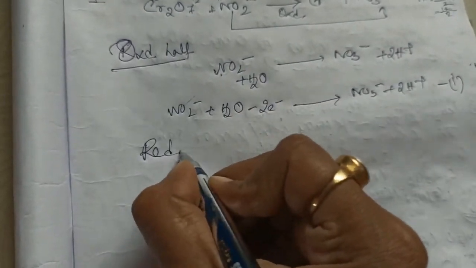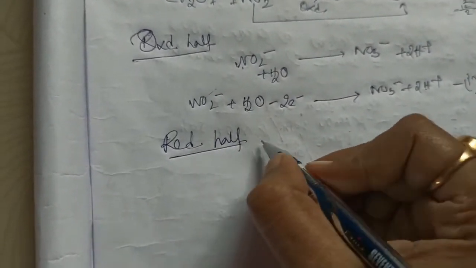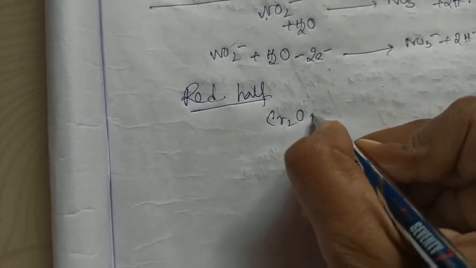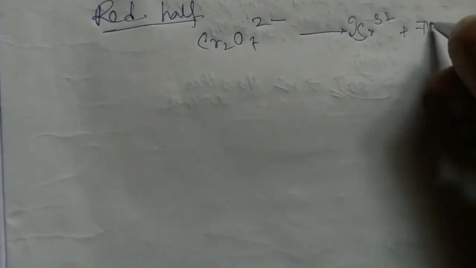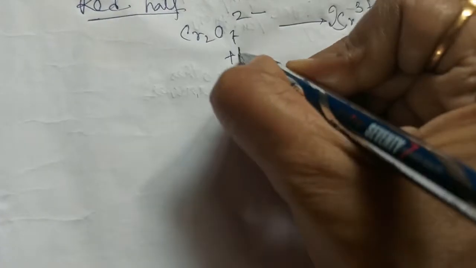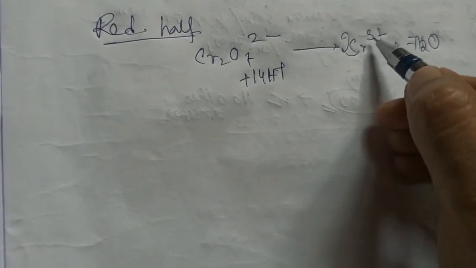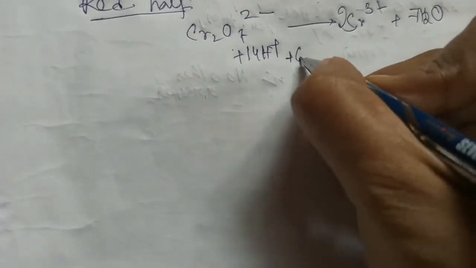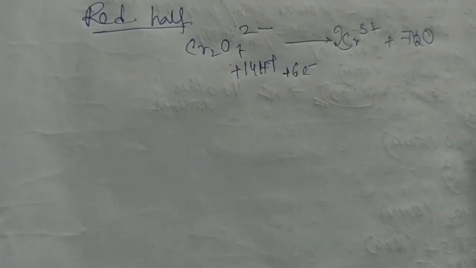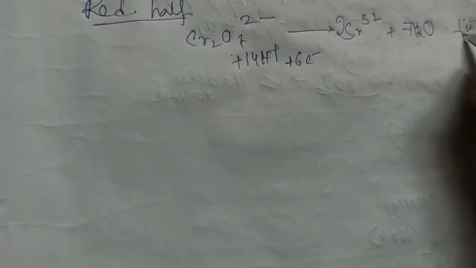Then the reduction half, that is Cr2O7 2 minus to 2Cr3 plus. Now we will balance the chromium first, as we have done previous day. 2 chromium, both sides chromium balanced. Next we'll balance oxygen by adding water, then hydrogen by adding H plus. Now if you see here, 3 to the 6 positive, here 12 positive, so you need to give 6 electrons over here. And now this is equation 2.